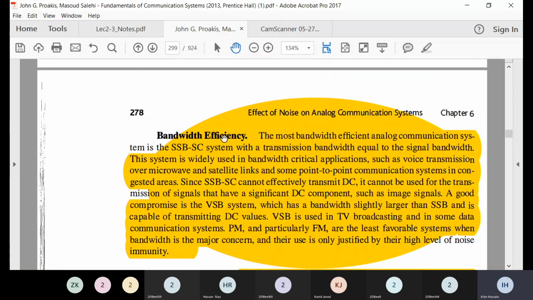So with respect to bandwidth efficiency, we have seen that single sideband systems, especially single sideband suppressed carrier systems, which we studied, upper or lower sideband, require only W bandwidth. So those applications where you have a very critical bandwidth requirement, you cannot apply a lot of bandwidth. There you will be adopting single sideband with suppressed carrier.